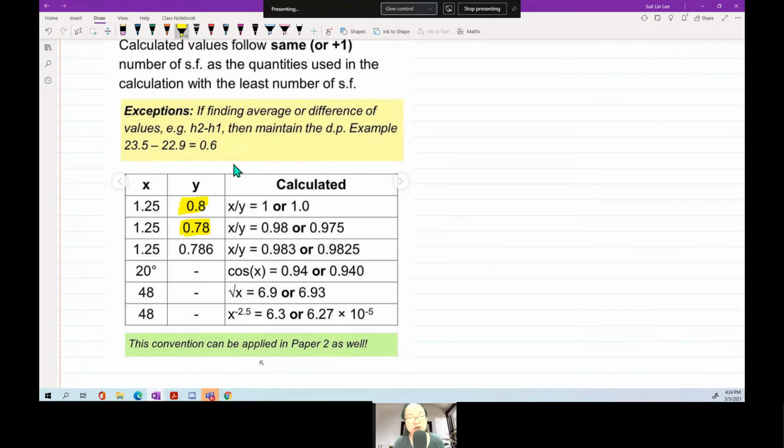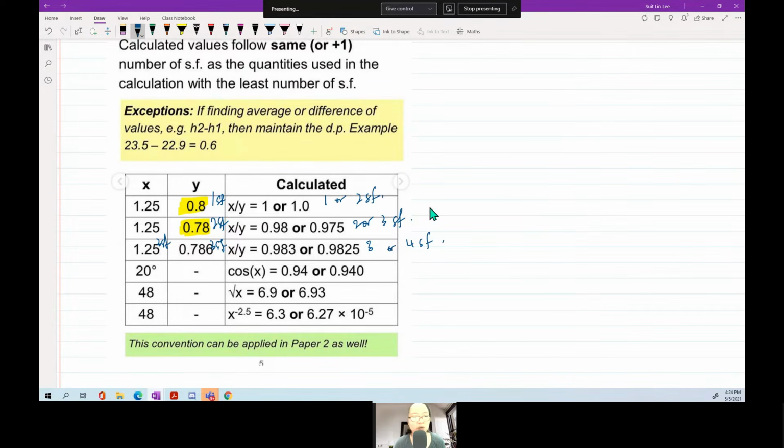So you can follow this, it doesn't matter. So 1 SF, when you come here, is 1 or 2 SF. This is 2 SF. This is 2 or 3 SF. 3 SF, 3 SF, they are the same. So 3 or 4 SF.